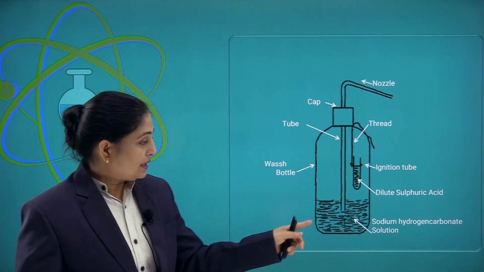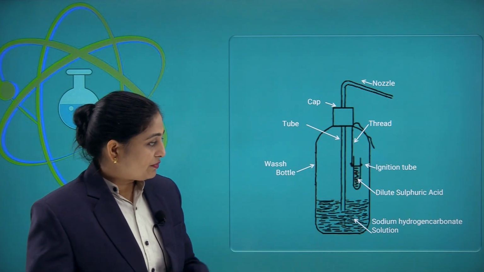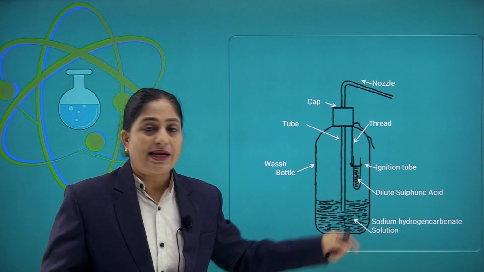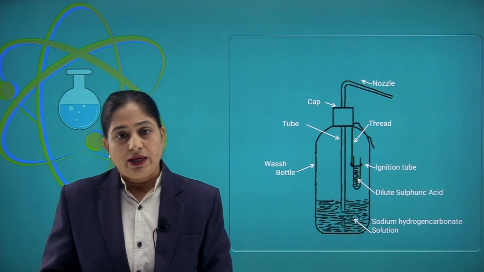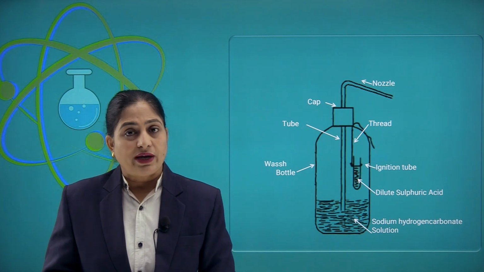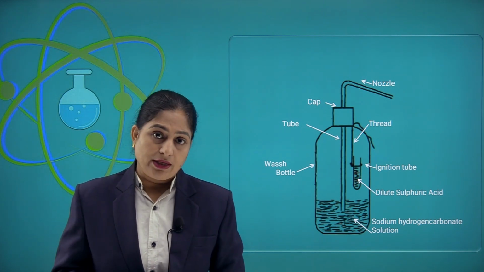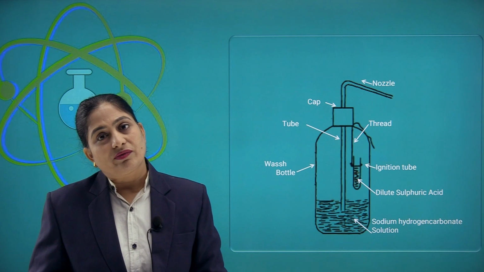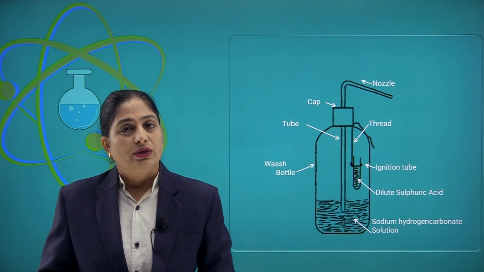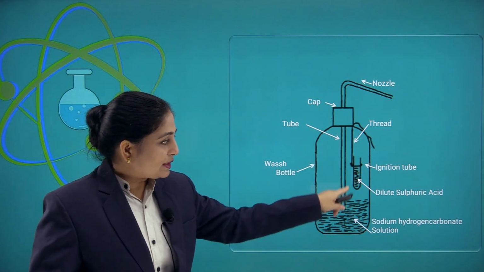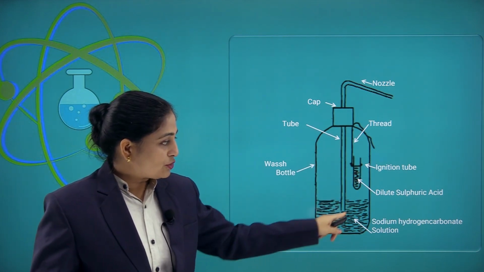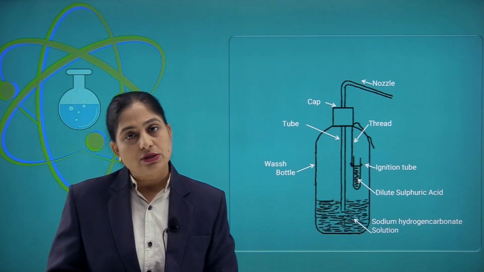And here is the construction of this fire extinguisher. We have this sodium bicarbonate solution and an ignition tube of dilute sulfuric acid is dipped into it. In case we need to extinguish any fire, if a fire has started and you need to put it out, you need carbon dioxide gas. We know that CO2 cuts the supply of oxygen and thus helps in extinguishing fire. So what happens here, we hit this so that this tube breaks and this sulfuric acid present in this tube gets mixed with this sodium bicarbonate solution.